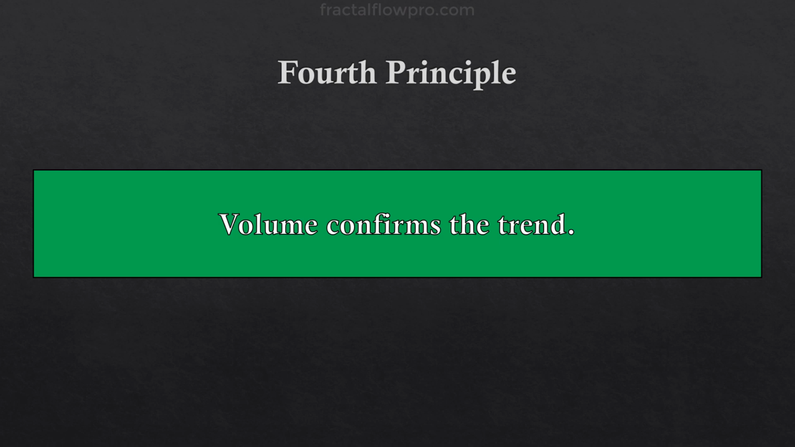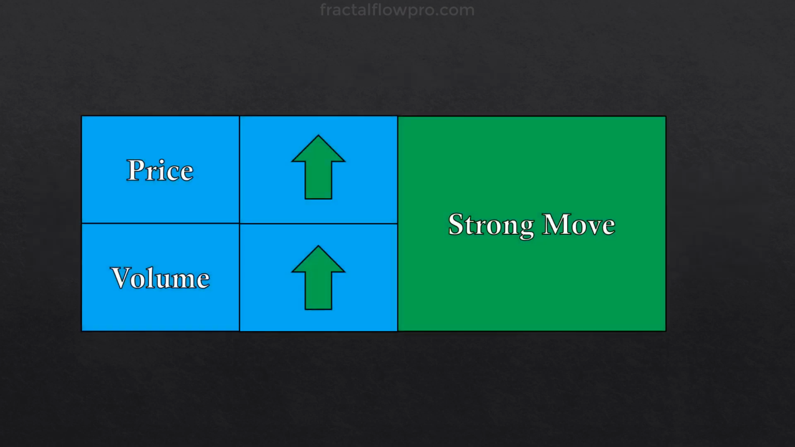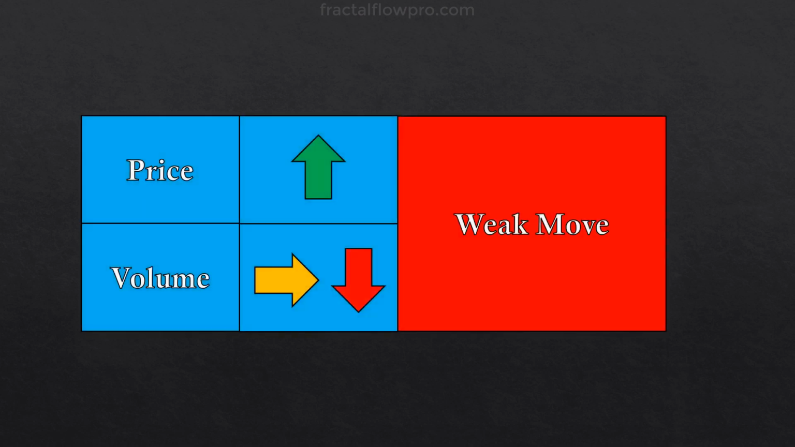For example, if price is rising and volume is increasing, the price movement is confirmed. If price is rising and volume is flat or even declining, it means that the upward price move might not be as strong as it seems because there is not much volume to sustain it. The same is also true for downward movements as well.